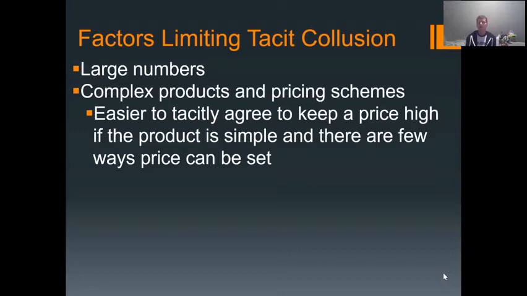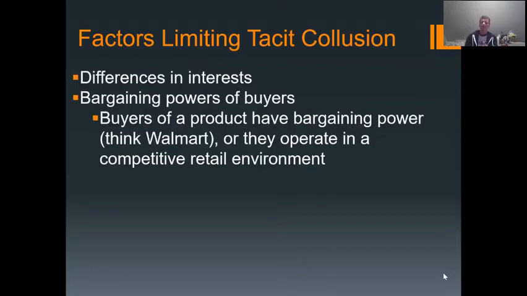So if you think of the complicated way that cable bundles its channels and its other products, that makes it a lot more difficult to actually tacitly collude, because then you have to look at every other business within that oligopoly, and they have to be able to match that. So these are things that happen that make it difficult. You have a few others.